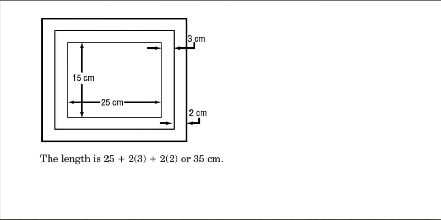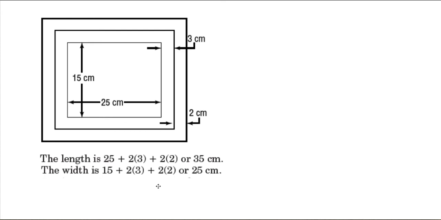And let's try to find the width. Doing the same method as we did in finding the length, the width is 15 centimeters. And then we add the 3 on this side and the 3 on that side, so that's 2 times 3. So 15 plus 2 times 3, plus again the 2 on this side and the 2 on that side, which is 2 times 2, will be 25 centimeters.